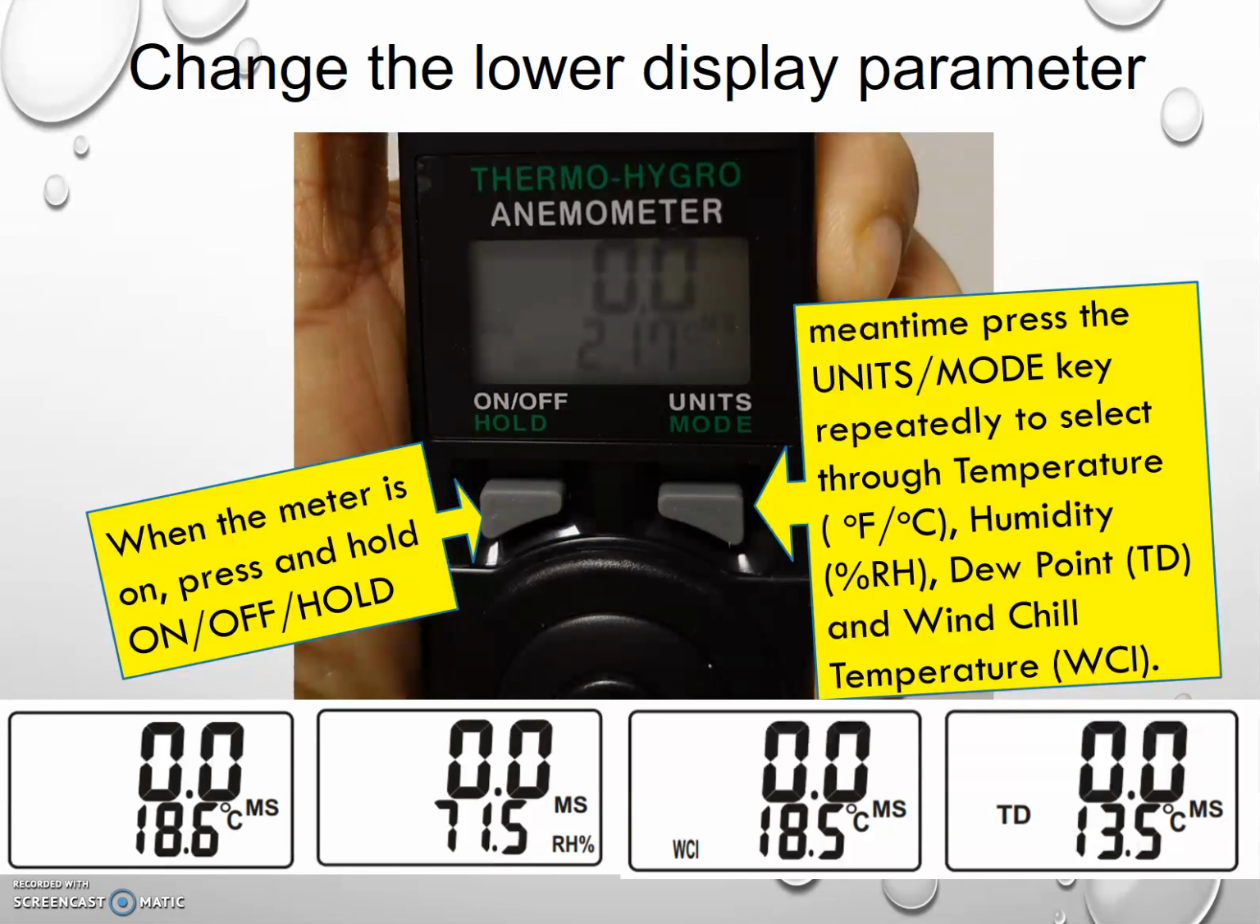So therefore, please pay attention to the unit and also the parameter indicated.